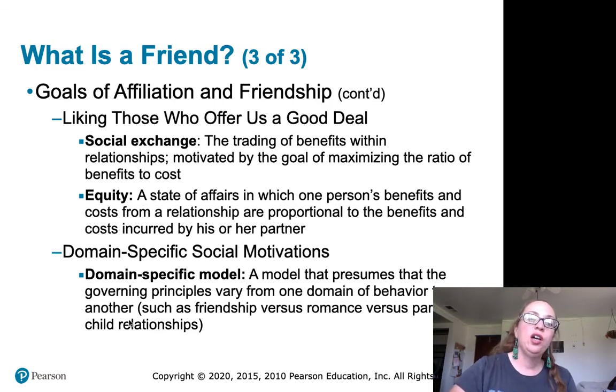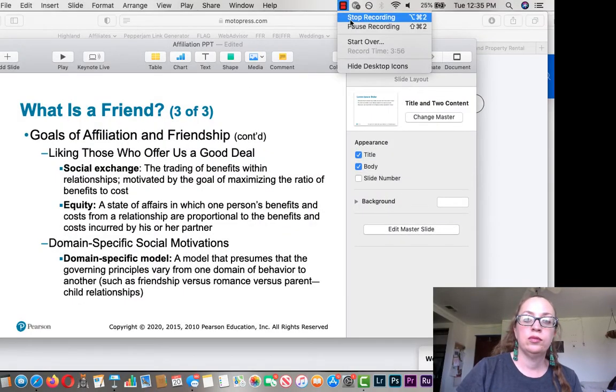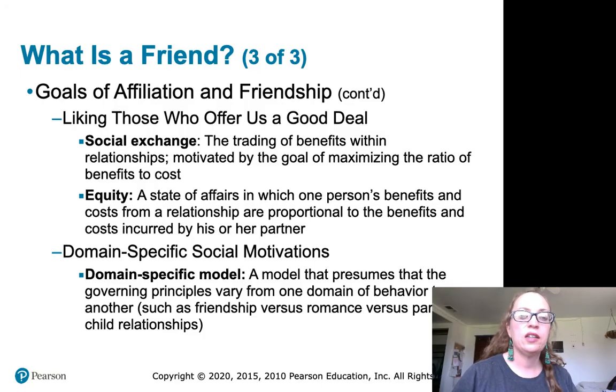So another theory of why we like certain people, why we have friendships, is the social exchange theory. So the social exchange theory says that we trade pros and cons, benefits and costs in a relationship. Basically, it's saying that you get something out of a relationship and you also put things into a relationship. And we want to have a good exchange of how much we put in versus how much we get out. And equity is the concept of when you are getting out as much as you put into the relationship.